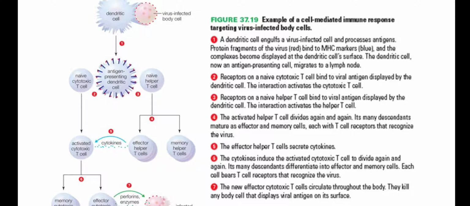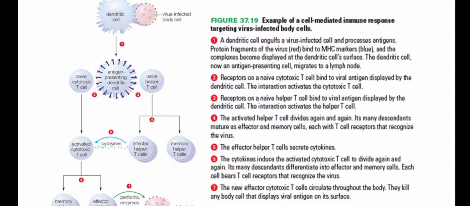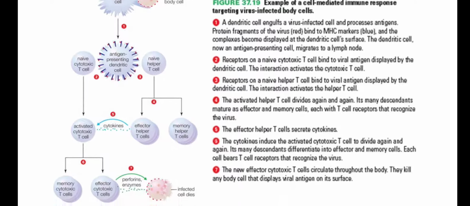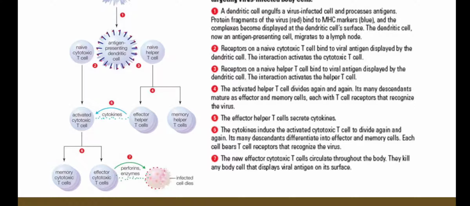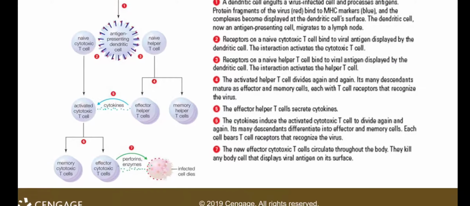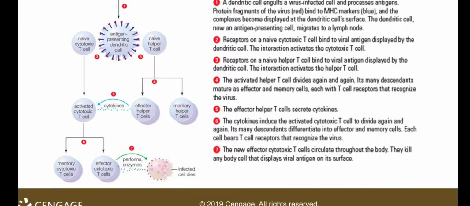This type of interaction will then activate your helper T cell. So the receptor on the naive helper T cell binds to the viral antigen displayed by the dendritic cells. So these are interaction 2 and interaction 3 here, in numbers 2 and 3. In number 2, you have the receptors on the naive cytotoxic T cell binding to viral antigen displayed on the dendritic cells. This interaction will activate your cytotoxic T cell, leading to the differentiation of this activated cytotoxic T cell into a memory cytotoxic T cell and an effector cytotoxic T cell.